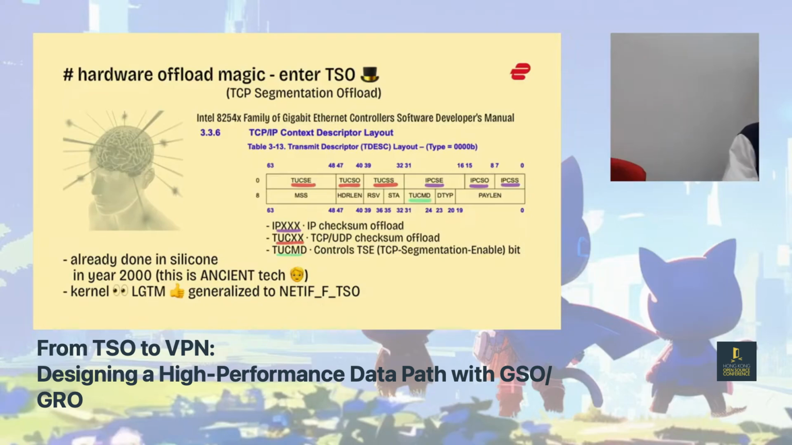This design was originally invented, I'm not sure when, because different vendors have different implementations, but at least this one is from Intel, the driver design. The kernel actually didn't have that design at that moment, but the kernel looked at all the different vendors, saw they all have this similarity, and then decided to generalize it into TSO.